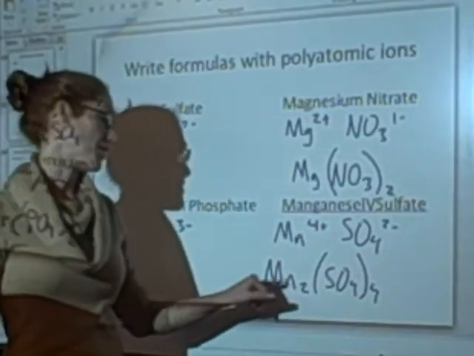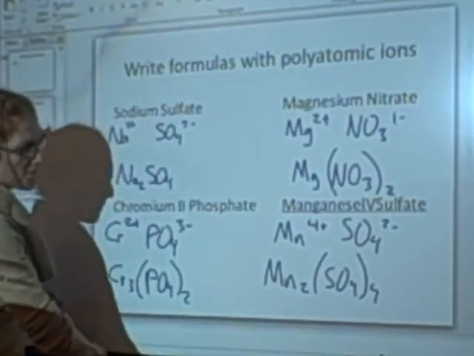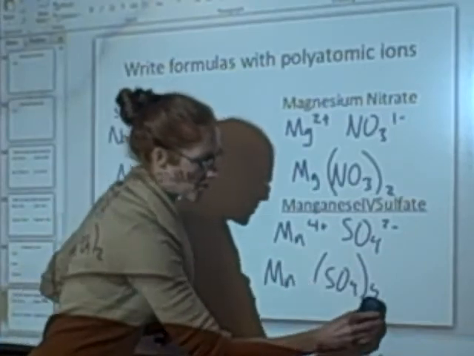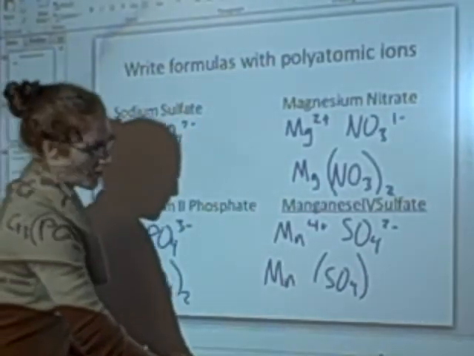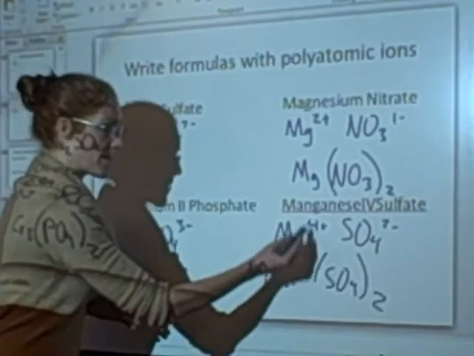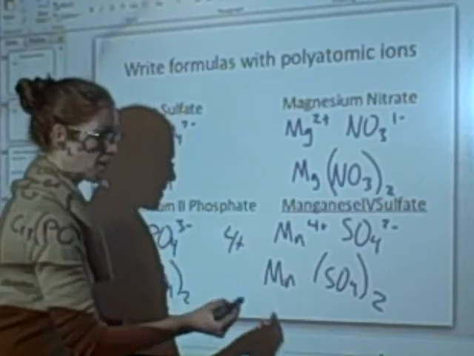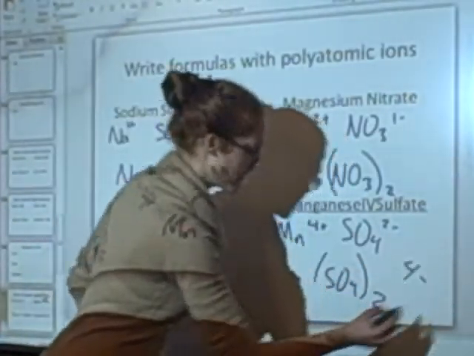There's a better ratio than 2 to 4. So for every 2 of these, there's 4 of these. I can also say for every 1 of these, there's 2 of these. I just divided both sides by 2. So Mn, SO4, 2. And it works because this side, 1 manganese is a 4 plus, 2 sulfates, each one's a 2 minus, that's a 4 minus.